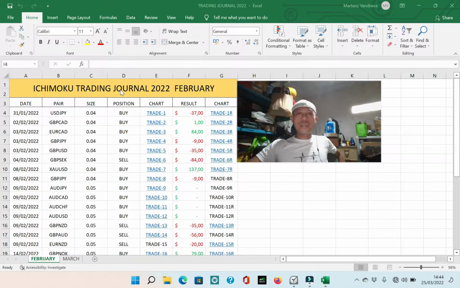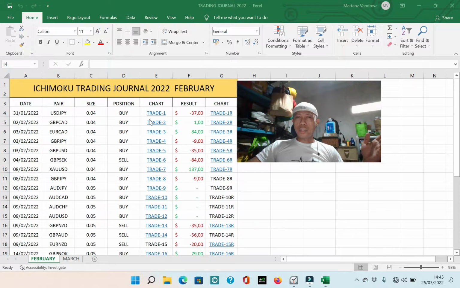This is the Ichimoku trading journal. No, sorry, not March, February. My mistake. I made this simple Excel spreadsheet by myself, using Excel, of course. I'm just using it to record all my trading journal. Supposed to be in 2022 I start from January, but somehow I had a little bit of difficulties during that time. So the proper recording I can only start from the month of February.